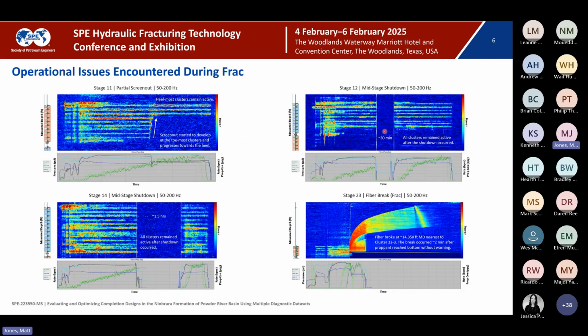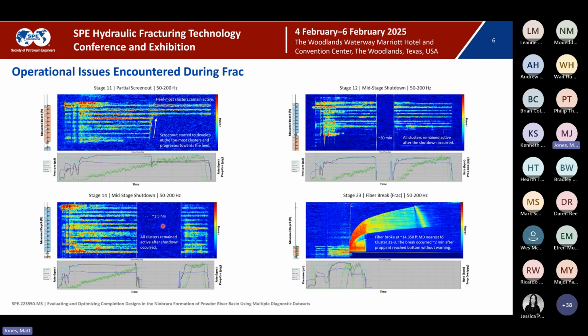The top right is an example of stage 12 where we encountered a mid-stage shutdown. We have to shut down for approximately 30 minutes to rectify a surface equipment related issue. Generally, when we see shutdowns like this in other fiber optic projects, we usually lose at least one, if not more clusters when we resume treatment. But what you can see here is that all the clusters actually regain and sustain activity for the remainder of the treatment. So this is a bit unusual compared to other projects we've executed. It's also a bit of a pleasant surprise.